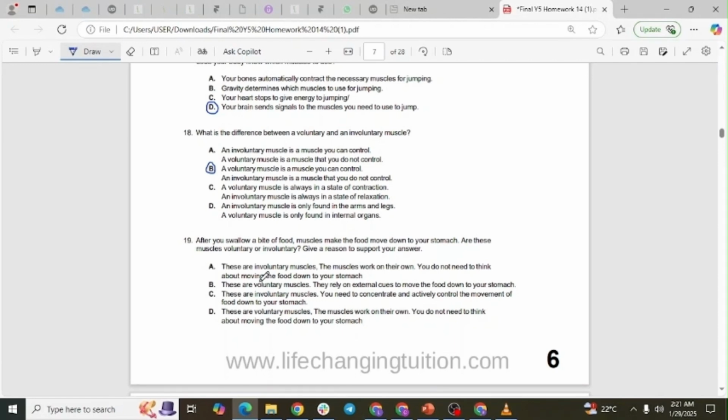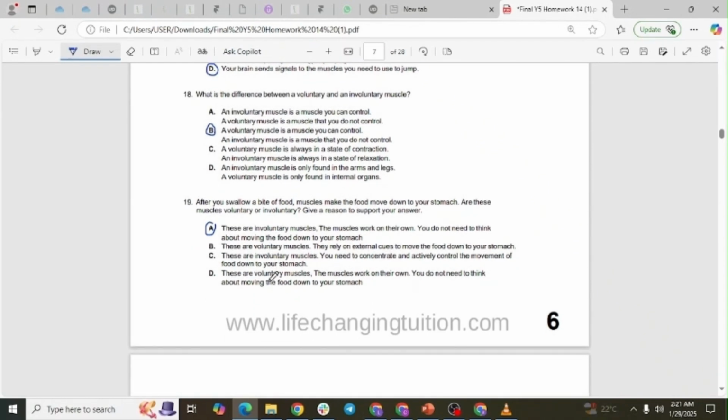Answer: A. These are involuntary muscles. The muscles work on their own. You do not need to think about moving the food down to your stomach. Explanation. After swallowing, involuntary muscle contractions called peristalsis push the food toward your stomach automatically, without conscious control.